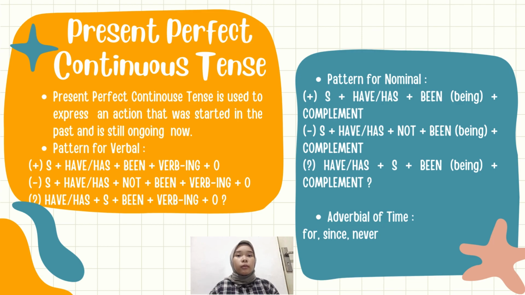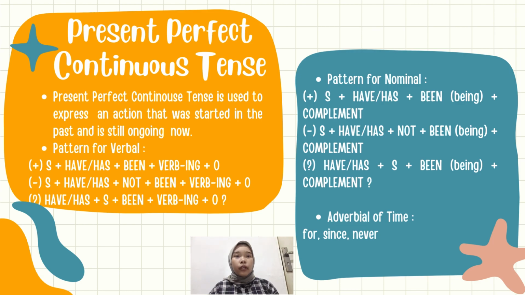For positive sentence, the pattern is subject plus have or has plus been plus verb ing plus object. For negative sentence, the pattern is subject plus have or has plus not plus been plus verb ing plus object. For interrogative sentence, the pattern is have or has plus subject plus been plus verb ing plus object.